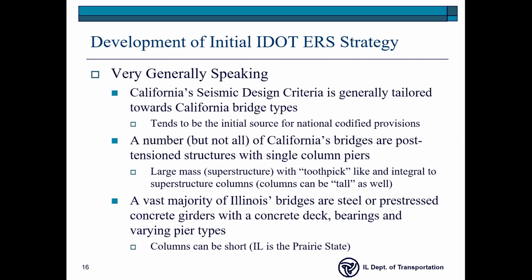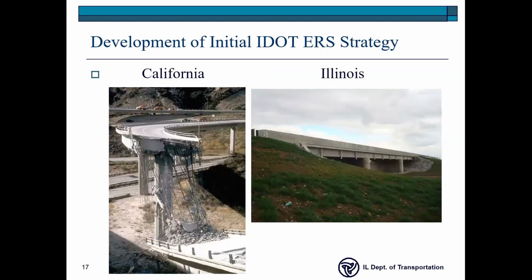A lot of Illinois' bridges are just steel or pre-stressed concrete girders with a concrete deck, and then elastomeric bearings and several different varying pier types. The piers can also be quite short because, of course, we live in the prairie state. This is probably an overly dramatic and biased picture, but it is an example of a California bridge that failed. We don't have very many of these bridges, but we have a lot of bridges in Illinois that are just reinforced concrete deck with pre-stressed beams or steel beams and wall piers or multi-column bents, as we call them.